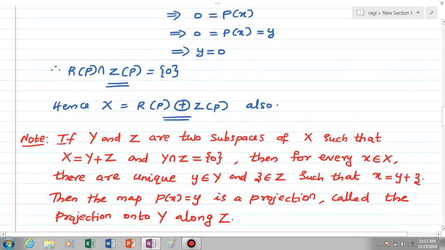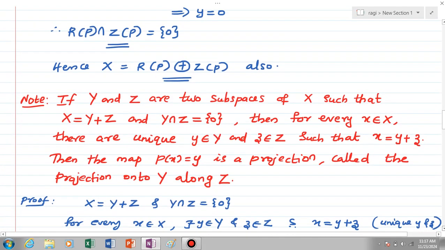Now here is a note. If Y and Z are two subspaces of capital X such that X equals Y plus Z and Y intersection Z equals {0}, then for every x in X, there are unique y in Y and z in Z such that x equals y plus z. Then the map P(x) equals y is a projection, called the projection onto Y along Z. So here is the proof.